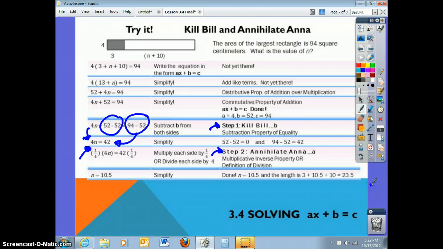The way to get rid of 4 is to either divide by 4 or multiply by the inverse of 4, also known as the reciprocal. And when we do that, we get rid of the 4, and we have just n on the left-hand side. And 42 times 1/4 gives us 10.5 on the right-hand side. Okay? So 10.5 is n. Right there. That's 10.5. So this side is 3 plus 10.5 plus 10, and that whole side is 23.5.